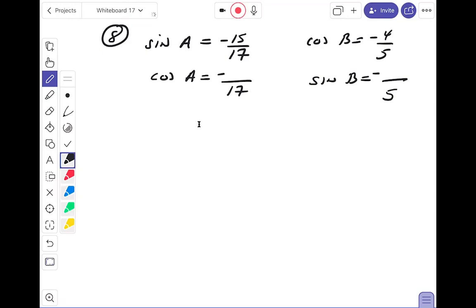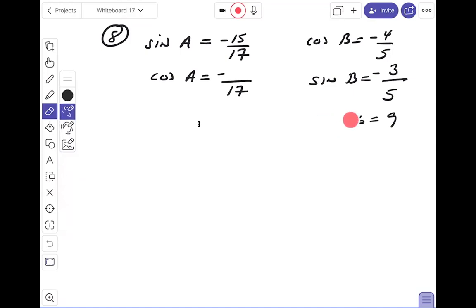All right, now 17 looks like a big number, so I'm going to do the 5 first. And what would that be? 5 squared is 25. Use the Pythagorean Theorem. And then, the -4 squared is 16. And that would give you 9. So now I know this number here is 3 because 3 squared is 9. Let me erase this over here.